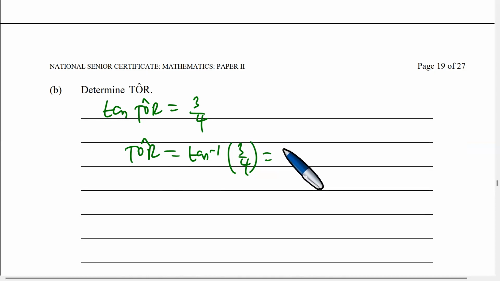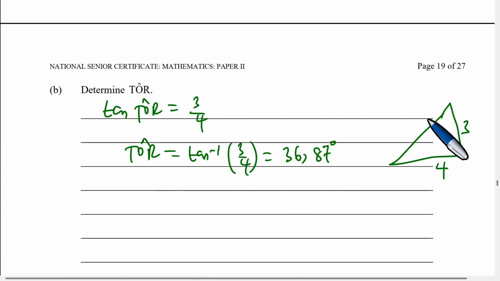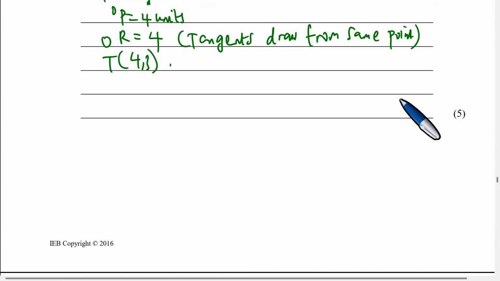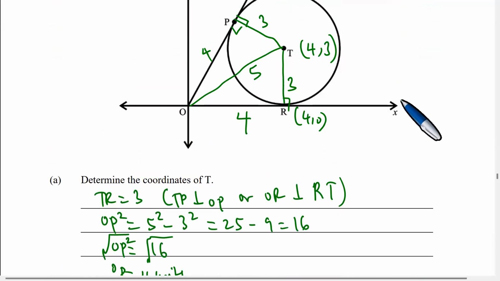If you use a calculator, it becomes 36,87 degrees. So we're interested in finding the actual angle TOR, because we have this triangle, 3, 4, 5, and this is the angle ORT.